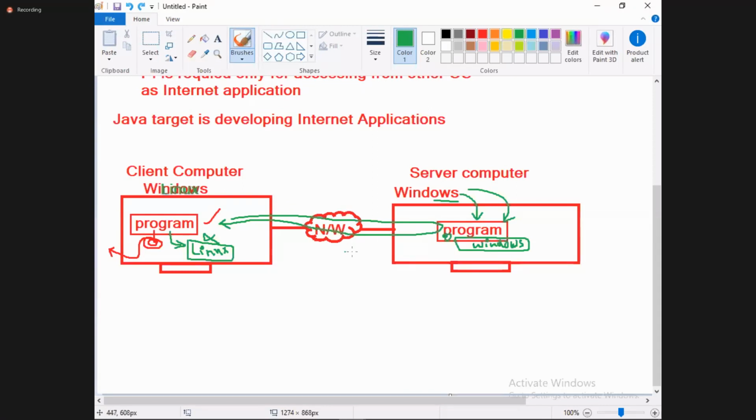If you want to execute this program in Linux operating system, whose machine language must it carry? When it is downloaded, whose operating system machine language should it carry? That is what my question is. Come on, come on. Whose operating system machine language should it carry? It must carry Linux operating system machine language.